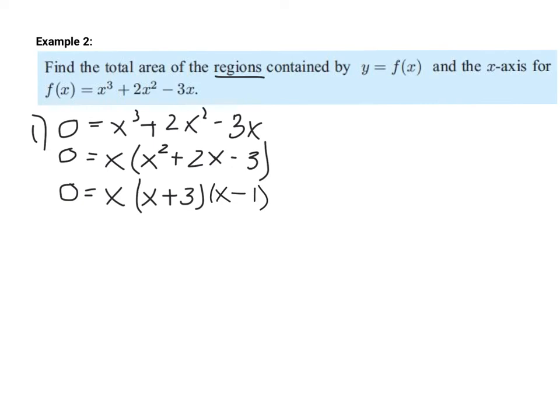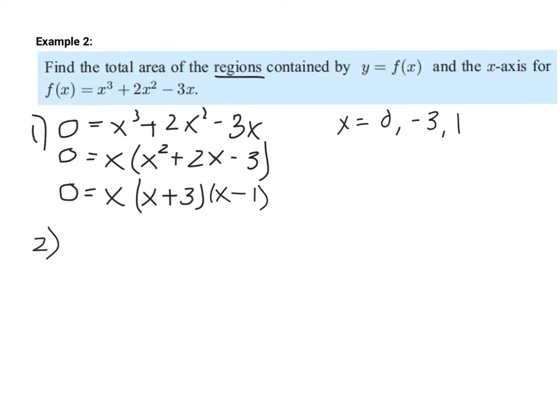So our solutions here, the x-intercepts, or in other words our intersection points, are going to occur when x equals 0, negative 3, and positive 1. We have 3 x-intercepts. That seems a bit strange. We haven't seen that in a while. We really don't look at cubic functions too often. But let's take a look at this one.